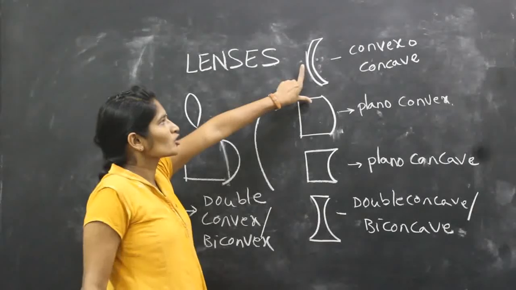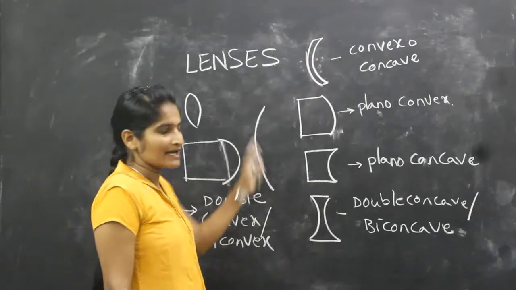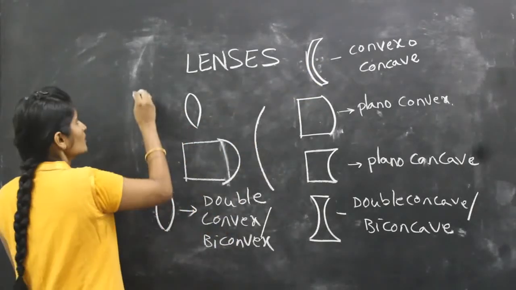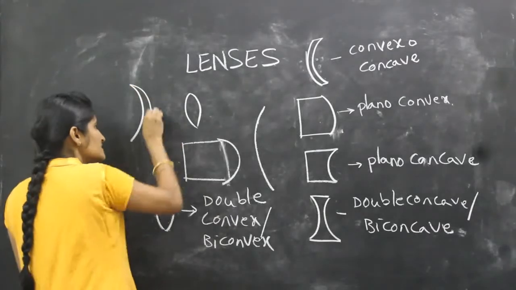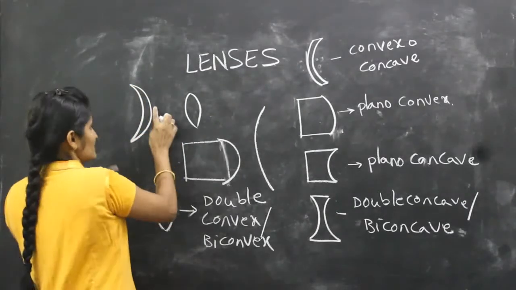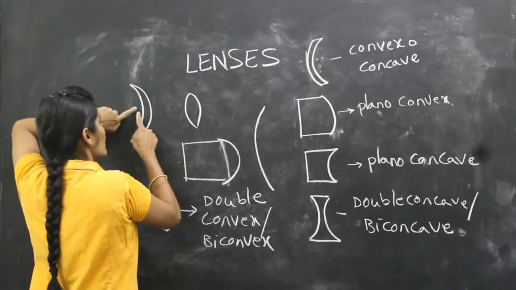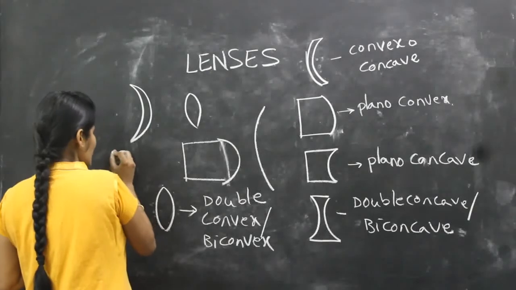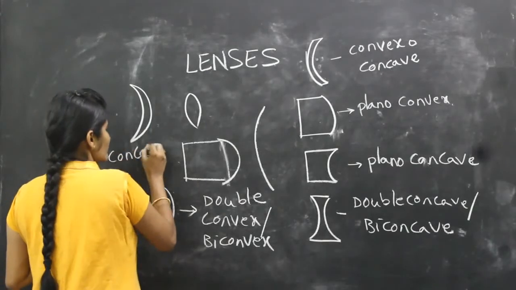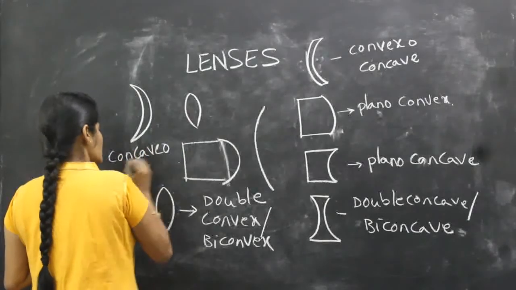Now this is convexo-concave. Now we will see concavo-convex. This is a concave surface and this is a convex surface. Here one side is concave and the other side is convex. This type of lens is called concavo-convex.